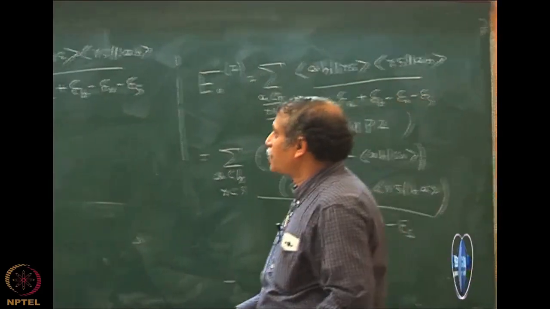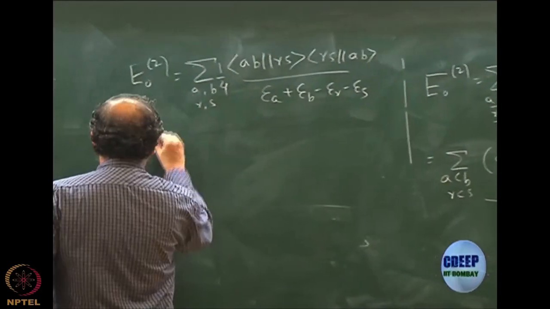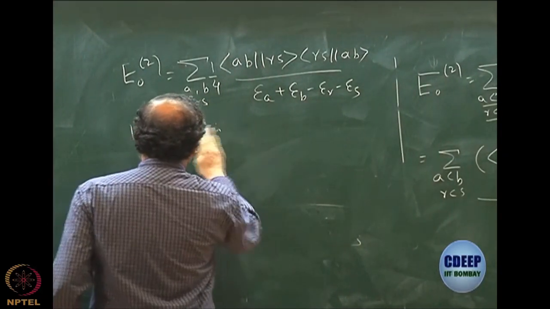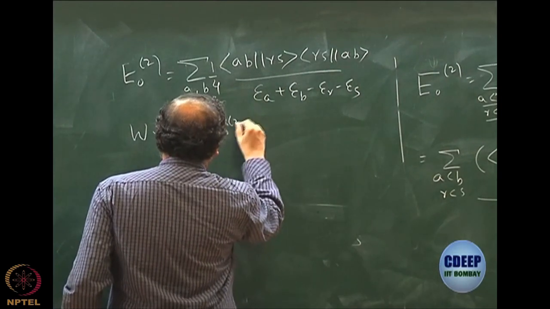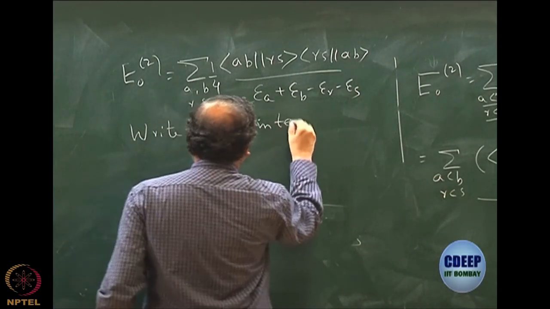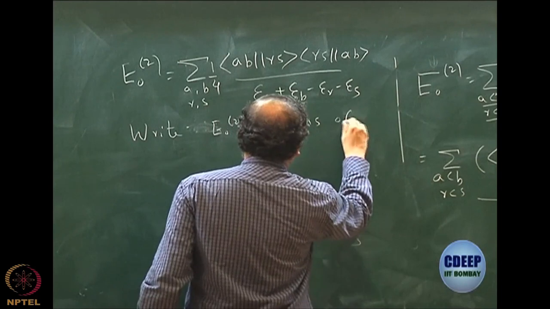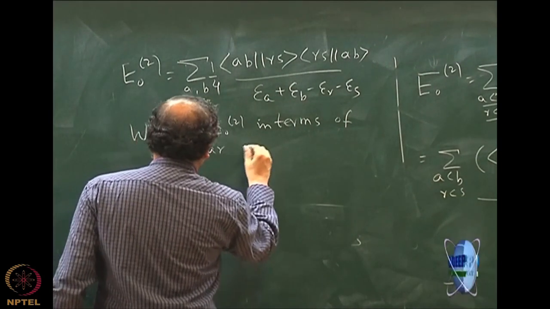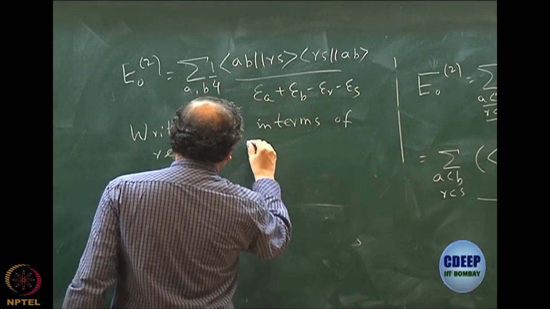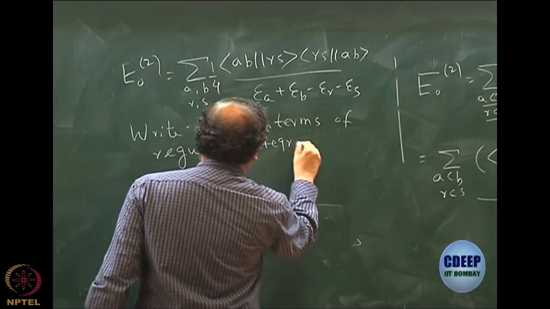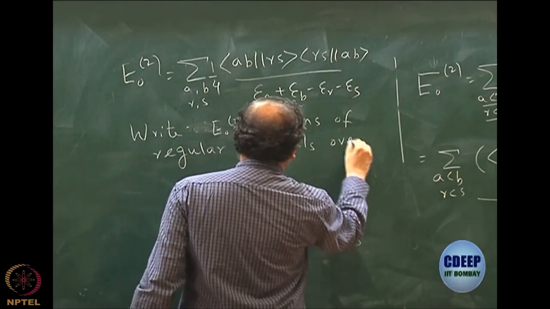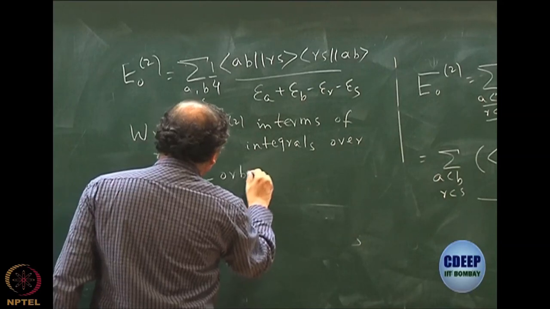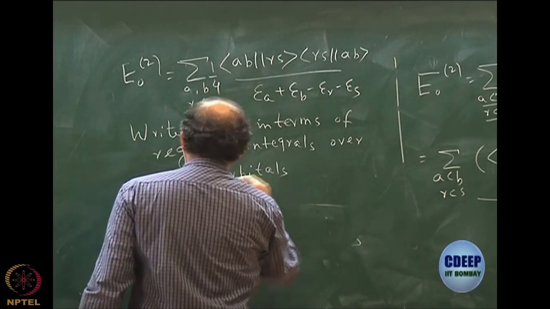So basically the question is, write E naught 2 in terms of regular integrals over spin orbitals. Over spin orbitals. I have to give you one assignment also, so let me give this as a formal assignment.